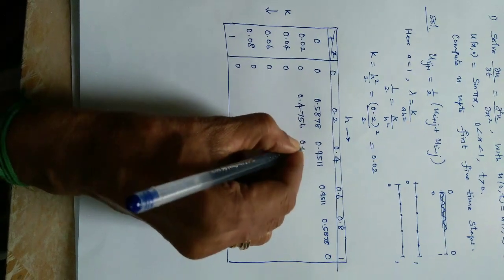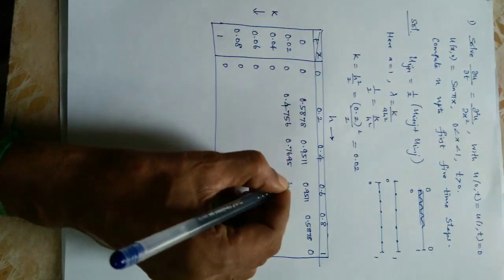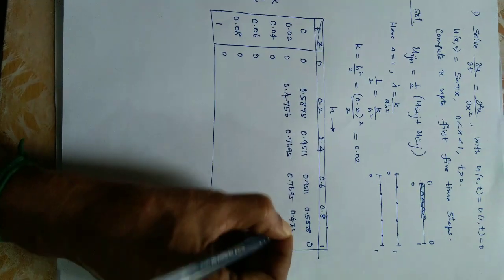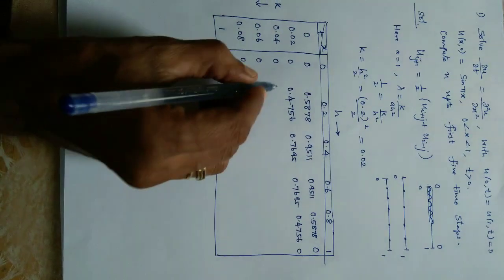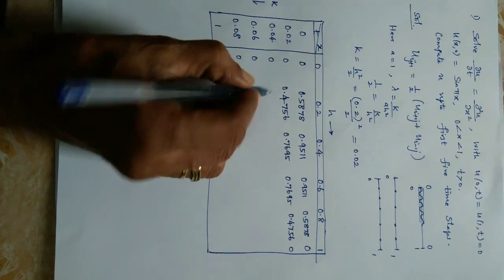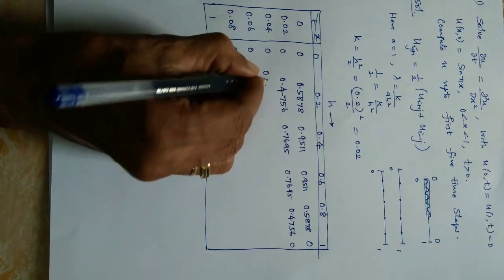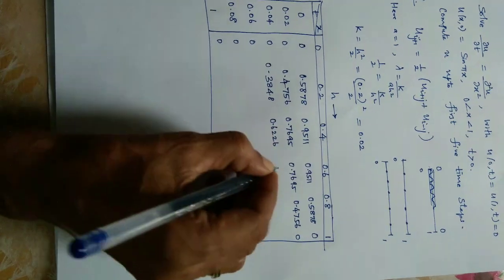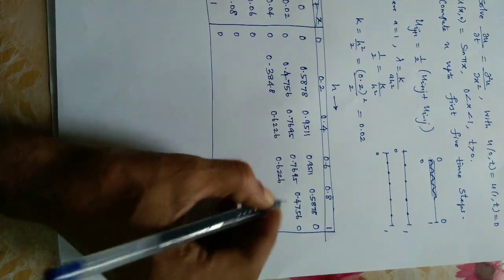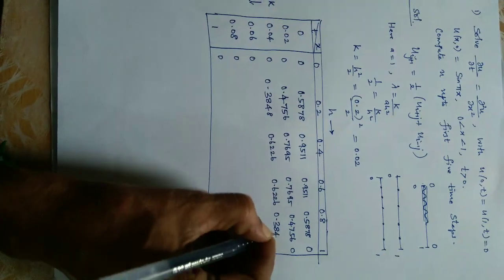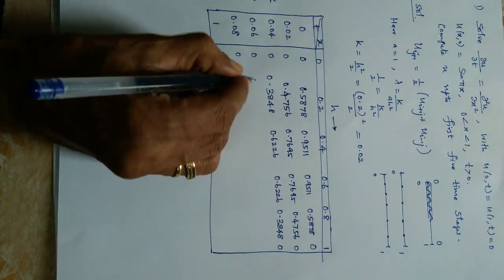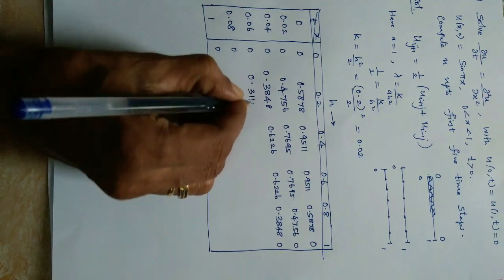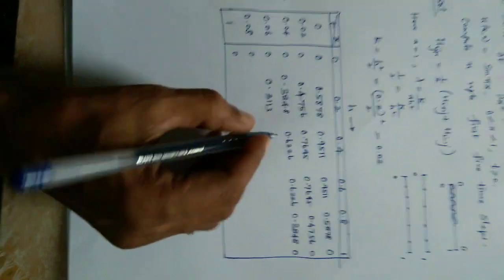So 0.4756, the next value 0.7695, 0.7695, 0.4756 and then 0. Similarly, you can repeat the calculation by taking the average value of these two, which is nothing but 0.3848, 0.6226, 0.6226, 0.3848, and then 0.